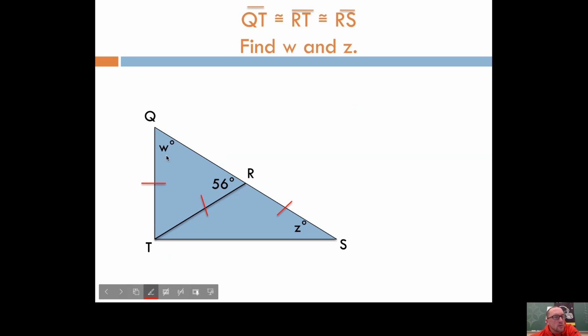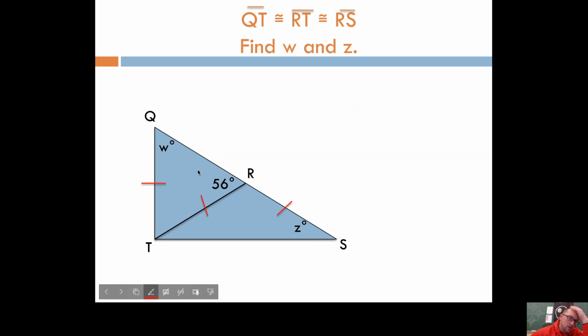This is a little different problem. Notice how there are three triangles in this problem. There's a big triangle, and then there's two smaller triangles inside of it. And they're telling you that segment QT is congruent to segment RT, which makes this little triangle isosceles. Also, segment RT is congruent to segment RS. That makes this triangle isosceles.